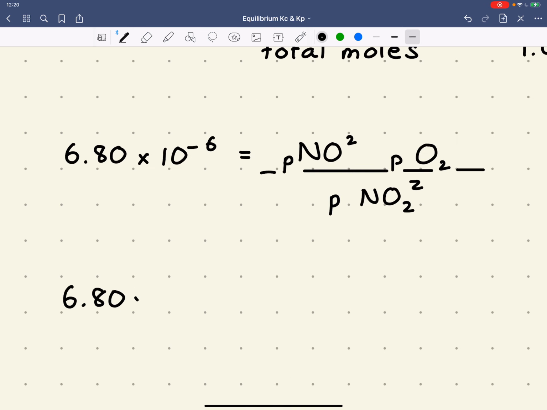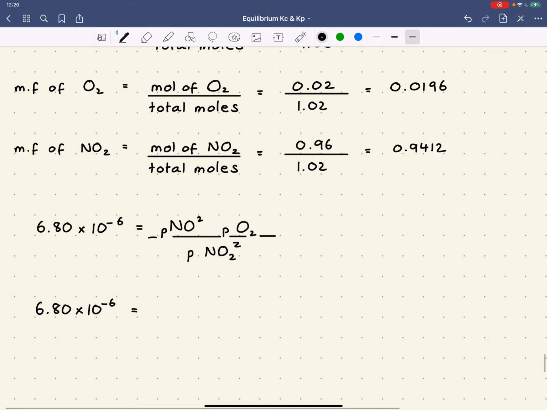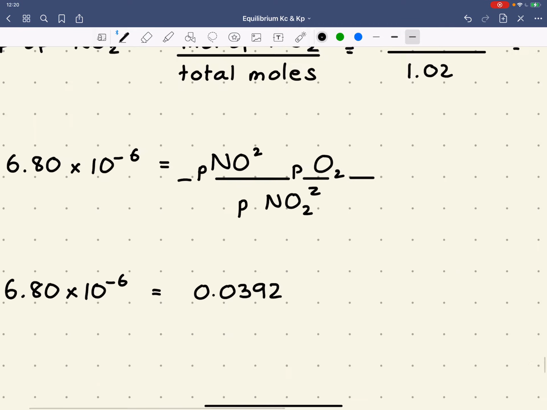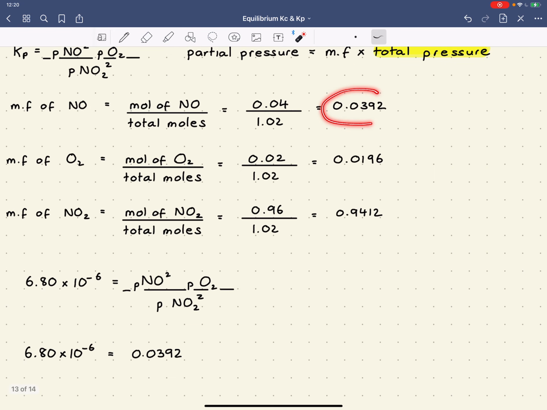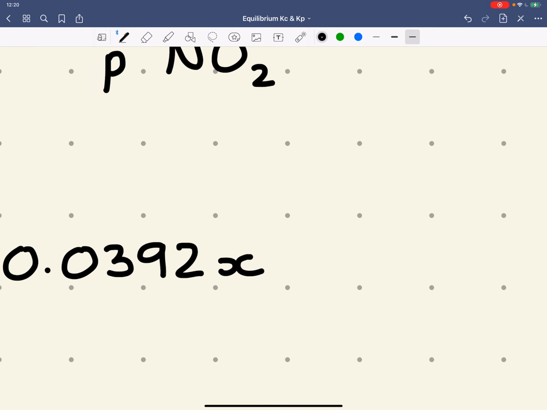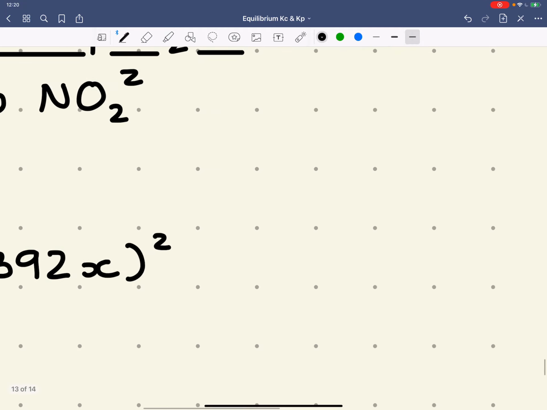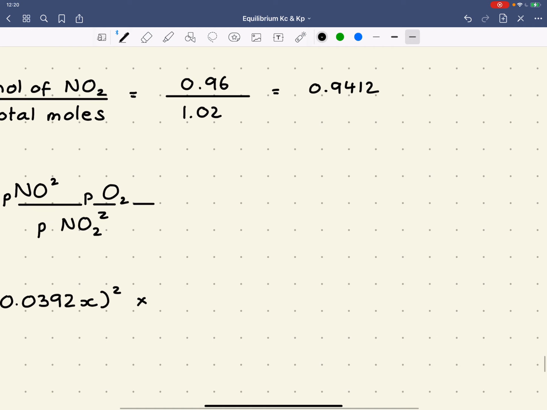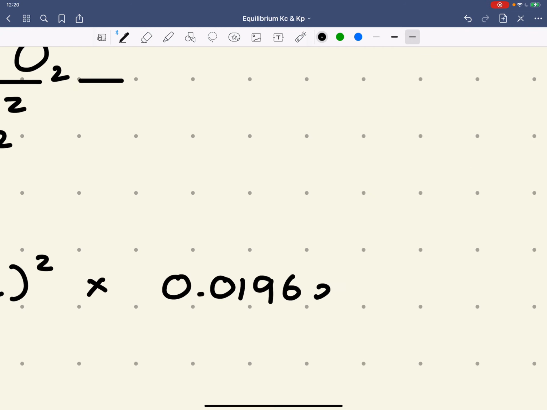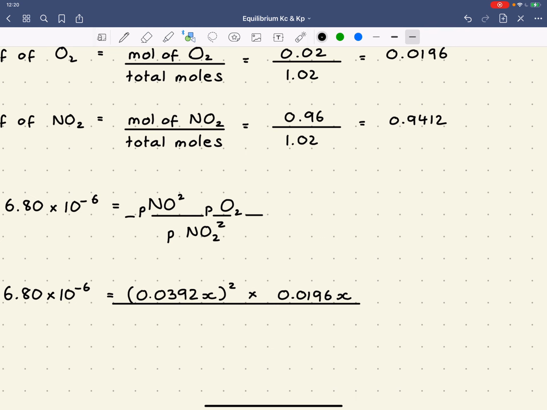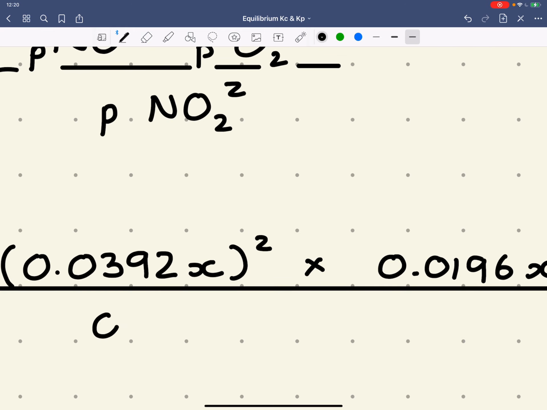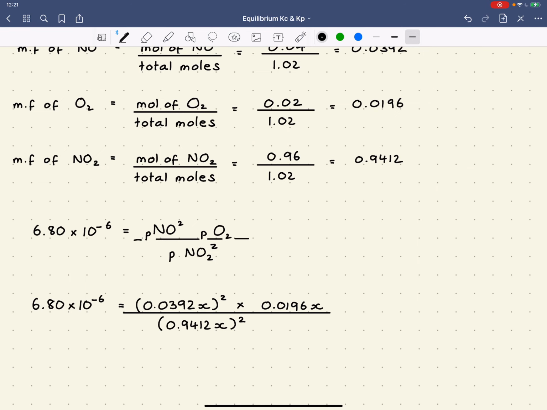So we can say then 6.80 times 10 to the minus 6 is equal to the mole fraction of NO, which is 0.0392, times the total pressure, which we can call X, and we need to square that, times the partial pressure of oxygen, which again is mole fraction, 0.0196, times the total pressure X, divided by the partial pressure of NO2, which is 0.9412 times the total pressure, and again squared. And that, in effect, is now a maths problem where we need to solve for X.